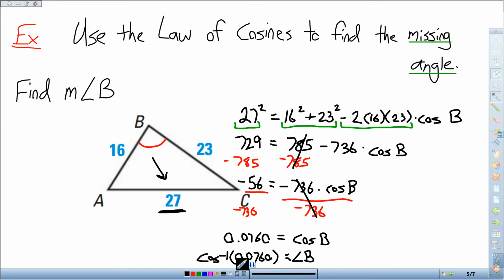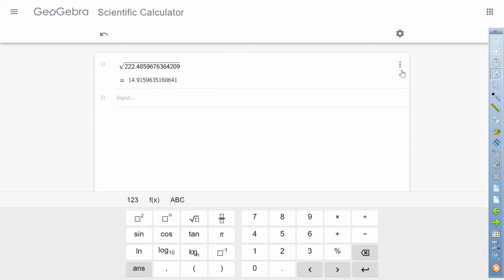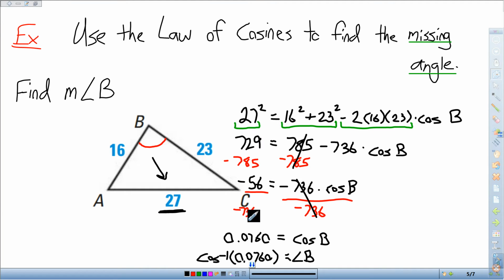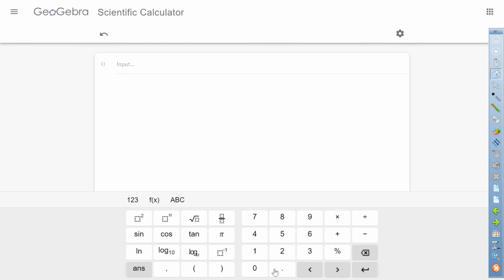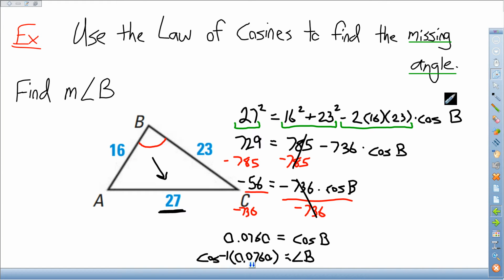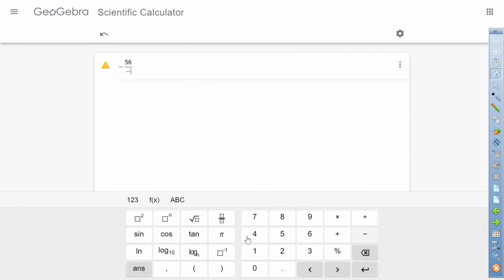Here's the big thing: I don't want you to type this decimal. I want you to use your answer key. So inverse cosine of this. Just to make sure we're all on the same page, I need to get there on my problem, so I need to do this division really quick. Bear with me. I have a negative 56 divided by, I already forgot it, sorry, negative 736. Okay, so there's the decimal, and then I need to take the inverse cosine of this exact decimal.